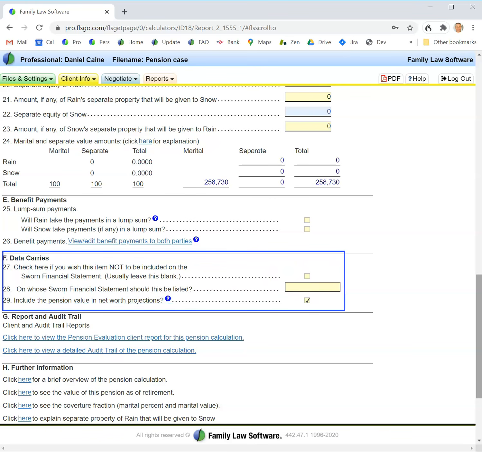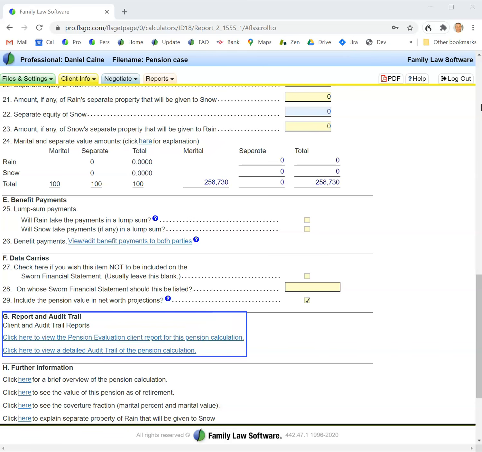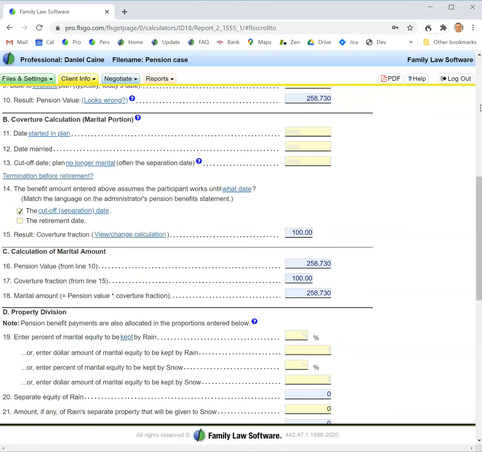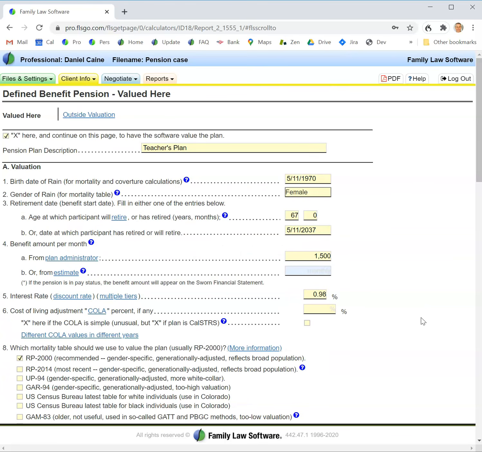Section F relates to data carries, where you tell the software whether you want the value to be carried to the financial affidavit and whether you want the value to be included in the net worth projections of the parties. And the last sections are information sections relating to an audit trail, which shows how the pension is calculated, and further information. All right, let's go back up to the top and look at each section in detail. Let's begin with Section A on valuation.